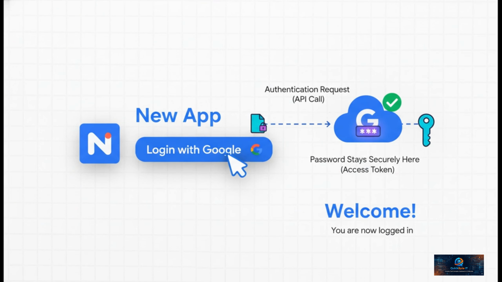Or how about this one? You've definitely seen a sign in with Google or log in with Facebook button. That's a classic API at work. The new app uses Google's API to basically ask, hey Google, is this person who they say they are? Google's server just sends back a yep, and you're in. And the best part, you never had to give your Google password to that new random app.